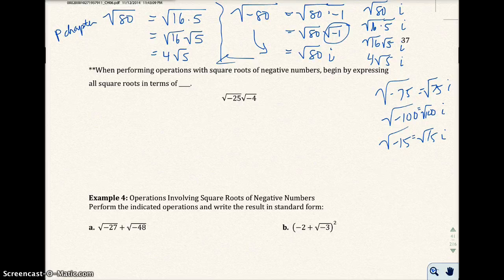Okay, and again, we know that we can pull the i out because once I separate them, the square root of negative 1 is i, and that i is no longer under the radical.